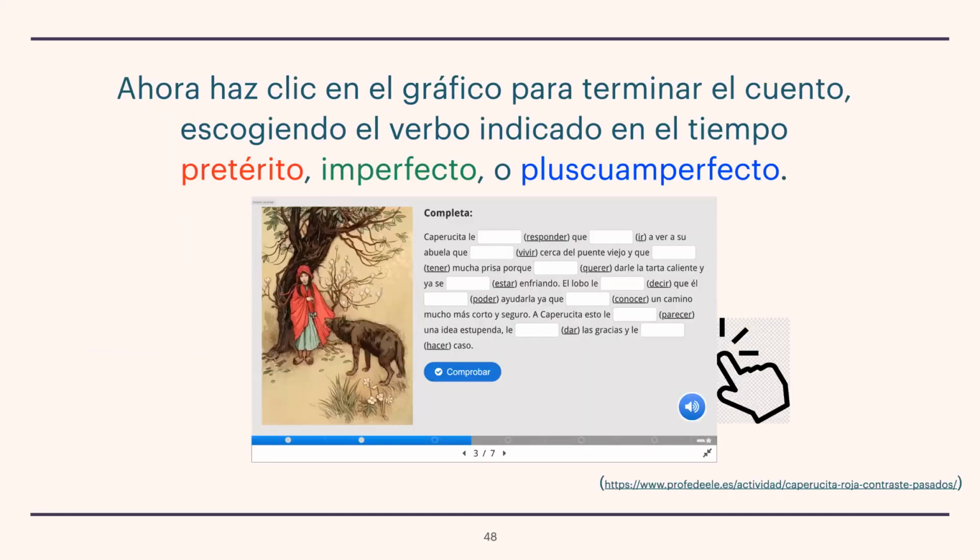Ok, ahora haz ahí clic en el cuadro y te lleva a una página web donde está el resto del cuento. Yo sé que están muy ansiosos de saber cómo termina este cuento, ¿verdad? Pero ahí van a escoger el verbo indicado en el tiempo pretérito, imperfecto o pluscuamperfecto. Lo ponen ahí en el blanco y luego pongan en comprobar y les dice si lo hicieron bien, correctamente o no. Hagan pausa, completen este ejercicio y luego vuelvan conmigo.